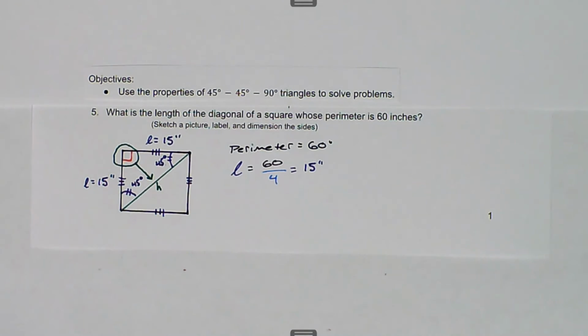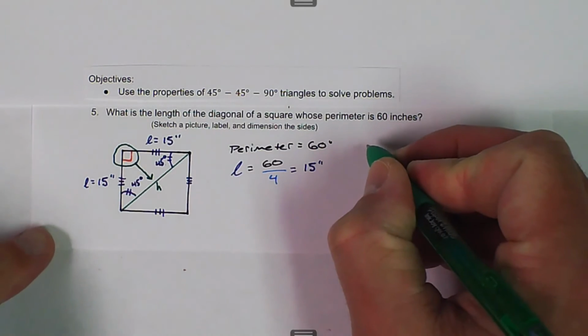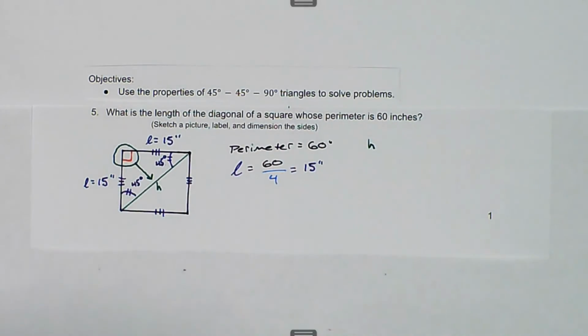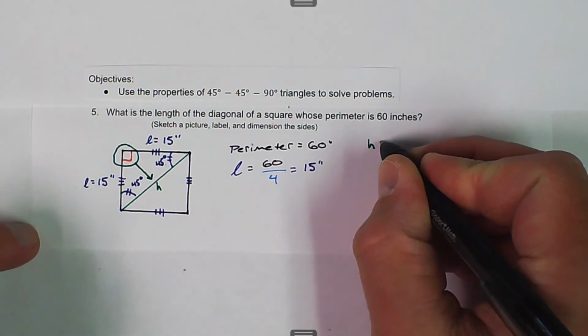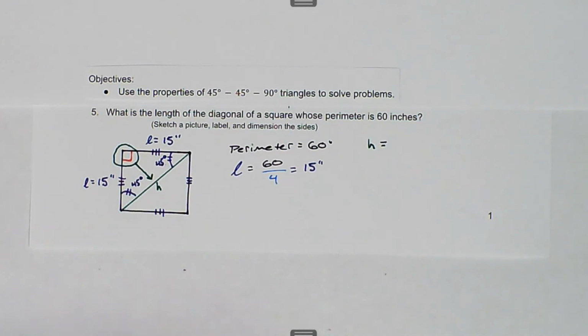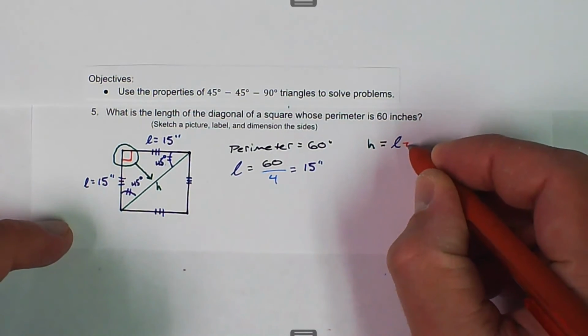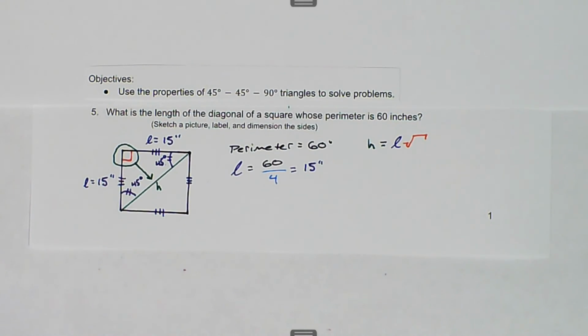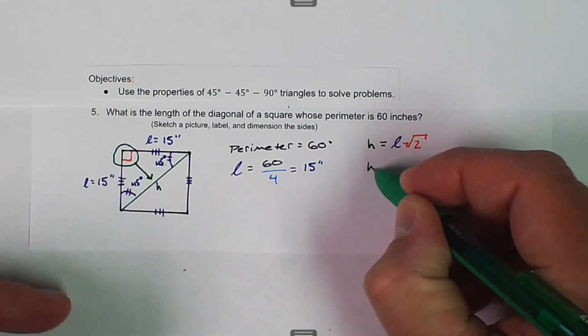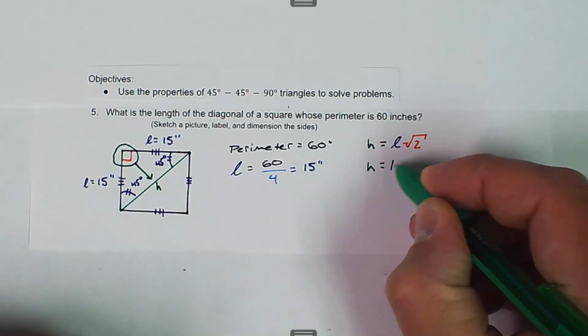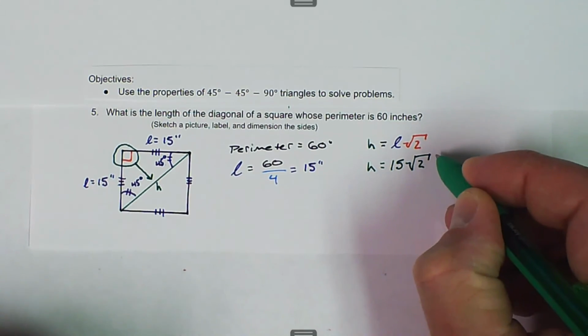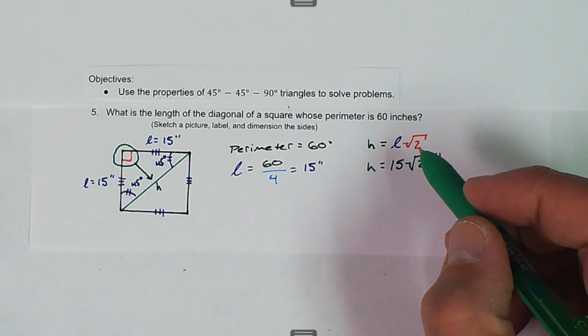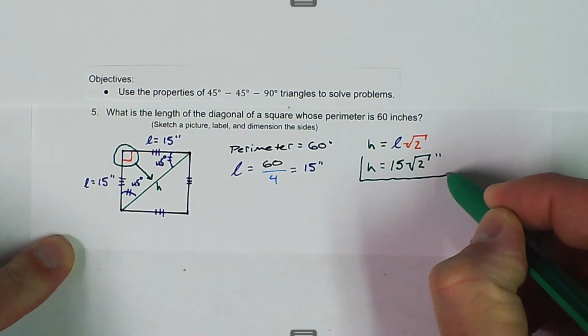Now we can use our relationship that we know for 45, 45, 90 triangles, where h is equal to the leg times the square root of 2. So in this case, our hypotenuse, oh, forgot to write my 2 in there, square root of 2. So our hypotenuse is equal to 15 times the square root of 2 inches. And that is our solution right there.